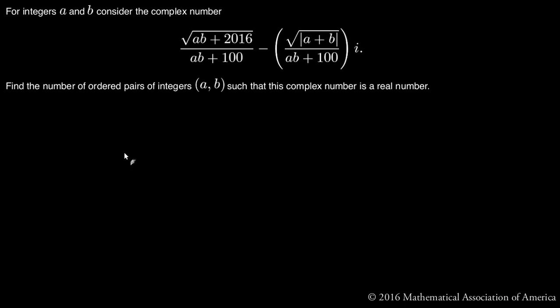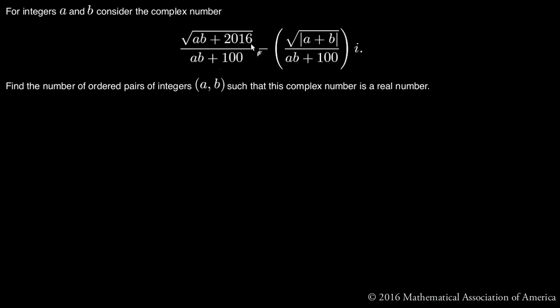Okay, 2016 AIME 1, question 7. And this one I like a whole lot more than question 6. So we have integers a and b and this complex number. And we want to find the number of ordered pairs of integers a and b such that this complex number is a real number. And there's one of two ways this can happen.